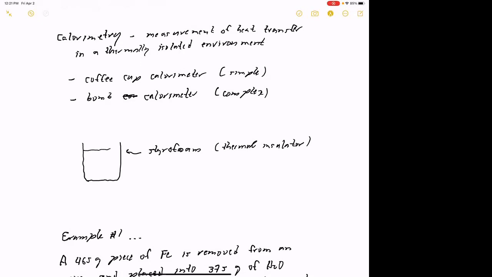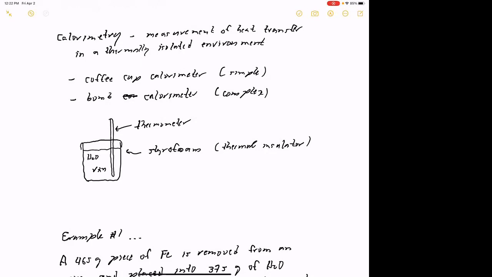And then what I could do, for example, is fill this with something like water. A lot of times we'll cap it so heat can't really come in from the top. And then maybe we'll put a thermometer in here, because ultimately what we want to be able to do is measure a temperature change happening inside the calorimeter. And then the idea here is we can run a reaction in this. So this could be a chemical reaction or a dissolution or something like that that happens in aqueous solution.